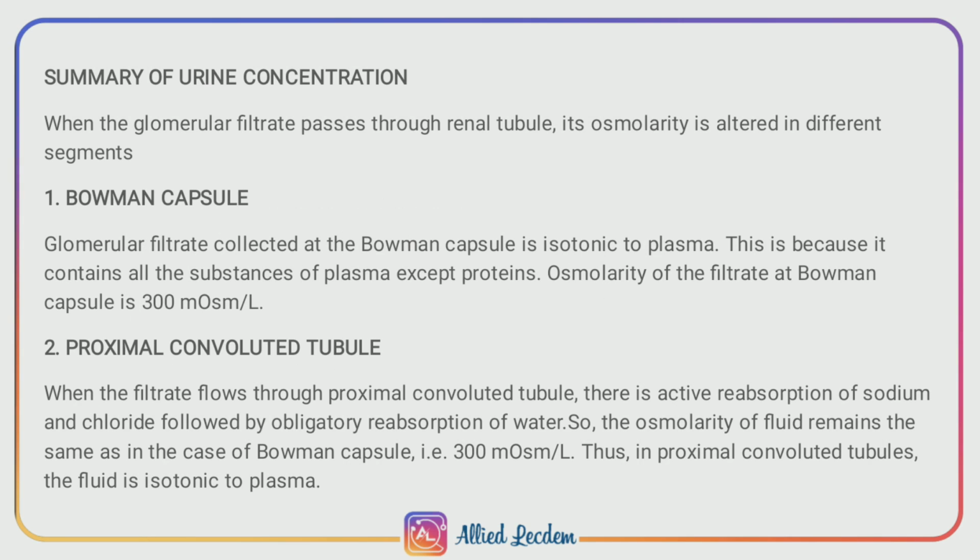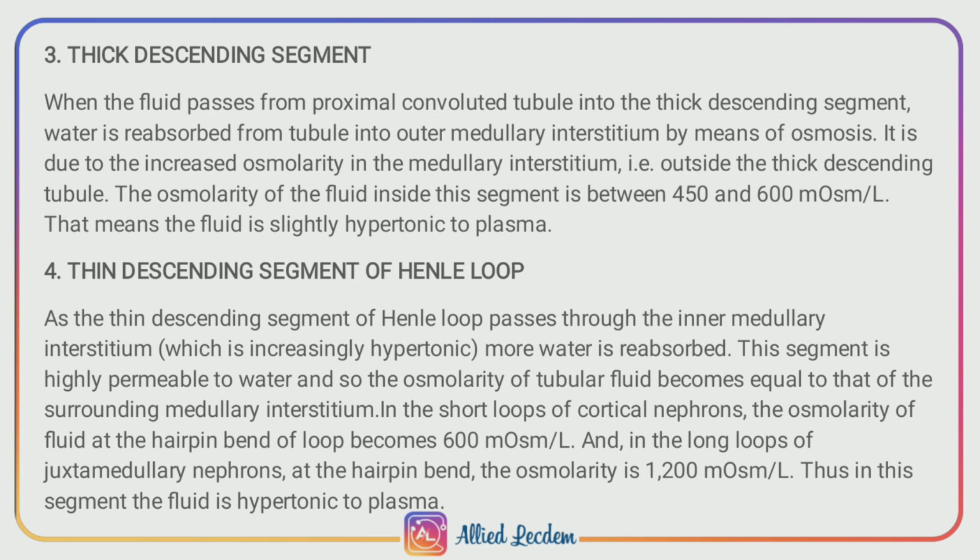The summary of urine concentration. Bowman's capsule is isotonic to plasma. The osmolarity of the filtrate is 300 milliosmol per liter. Proximal convoluted tubule: the fluid is isotonic to plasma. The osmolarity is the same as Bowman's capsule. Thick descending segment: the fluid is slightly hypertonic to plasma and the osmolarity is between 450 and 600 milliosmol per liter. Thin descending segment of the loop of Henle.